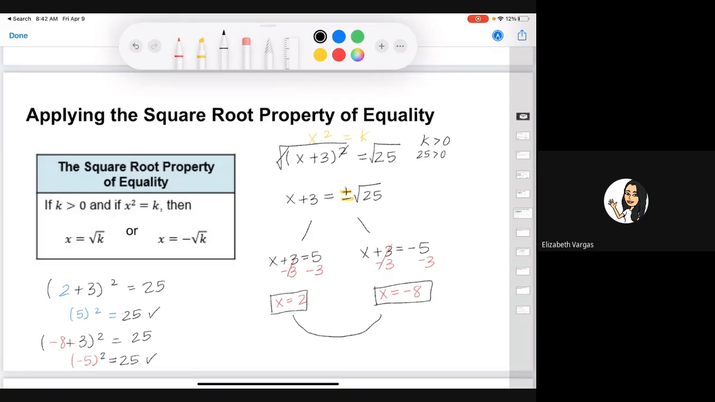Okay, any questions here? So whenever you have something in the form x squared is equal to a value k, and if k is greater than 0, then what you need to remember is that you need to find the positive square root and the negative square root of k, because both of those solutions will solve your problem. Okay.